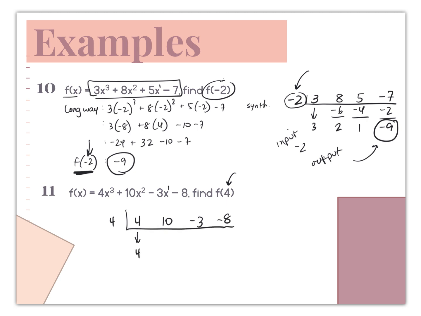Bring down the 4, I multiply, I get 16. I add it and get 26. I do 4 times 26. I get 104. I add that and I end up with 101. I do 4 times 101. That's 404. I'm going to add. I'm going to get 396. And this remainder is my value. So the value of the function when x is 4 is 396.